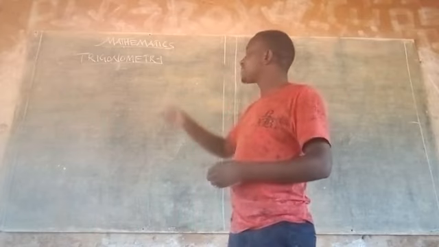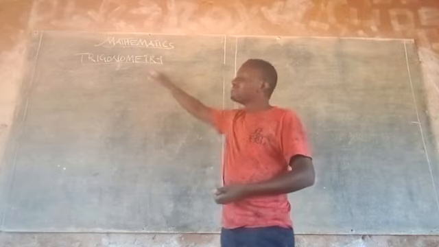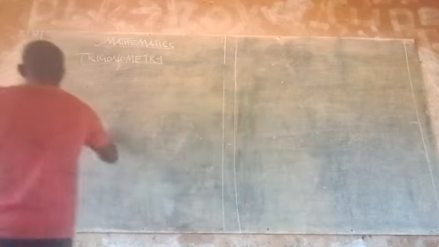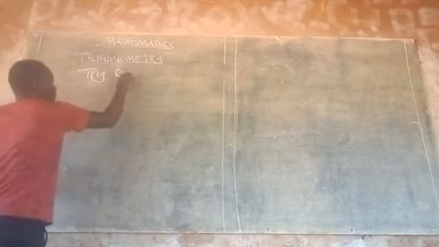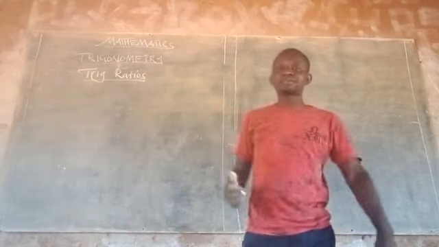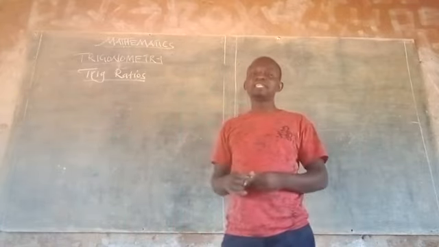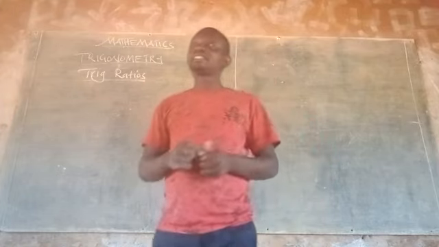Today we are going to learn mathematics and we'll look at trigonometry. Under trigonometry, let's look at the trig ratios. Trigonometric ratios help us to understand the relationship between the angles and the sides of the right triangle.